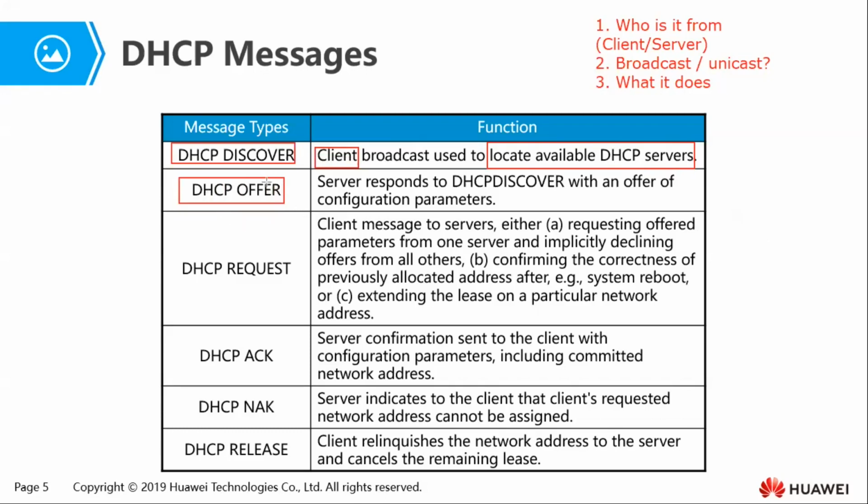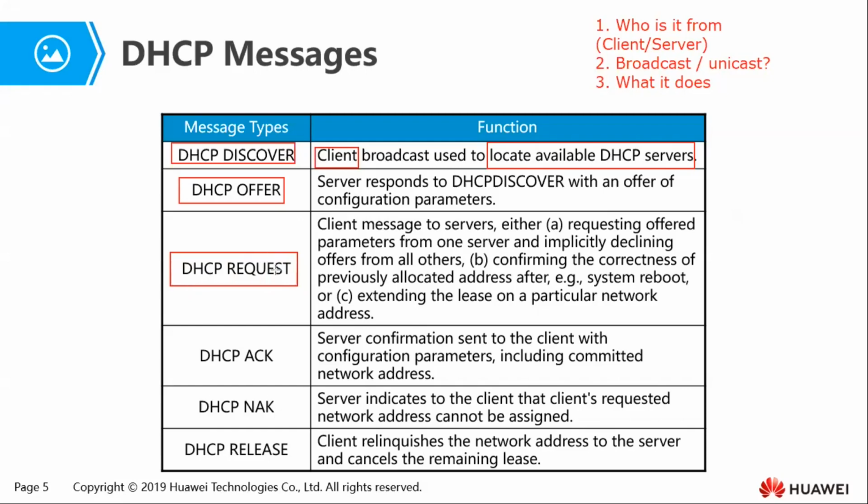The DHCP offer is a unicast message sent to the client from the server. The server is just replying, hey, I can give you the configuration parameters that you want. Then after that, the client will respond with a DHCP request.